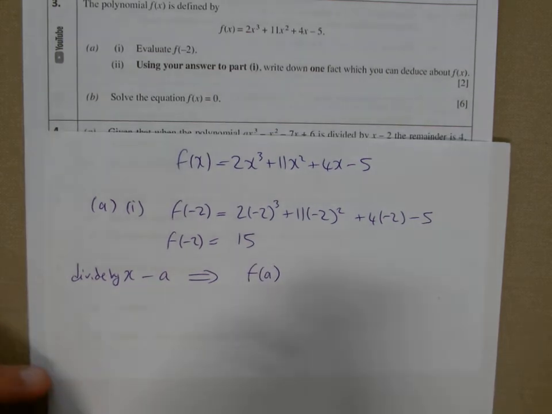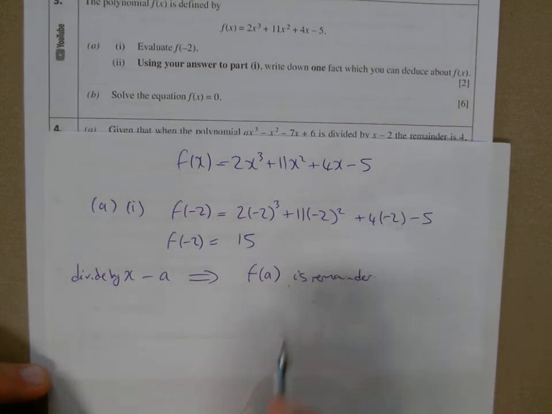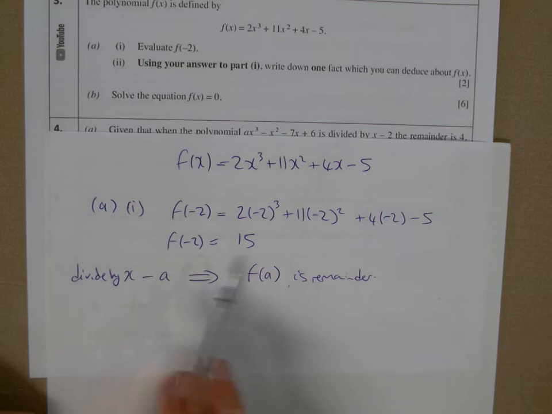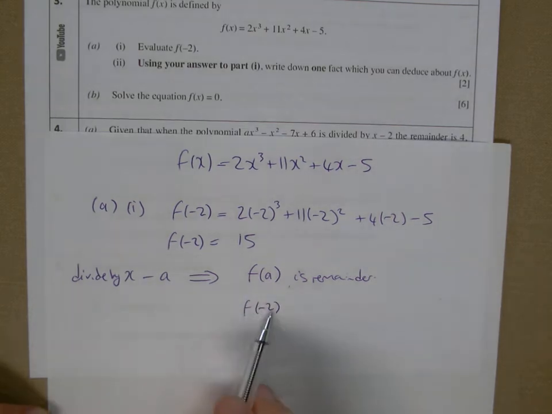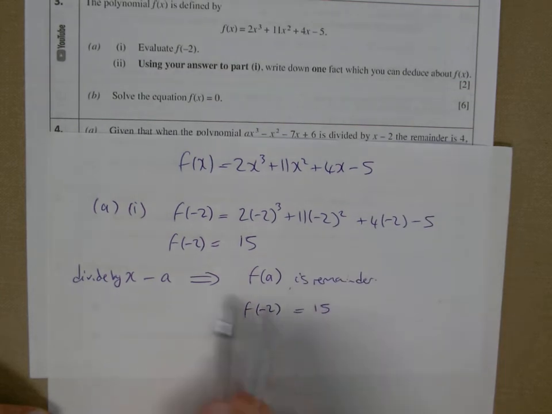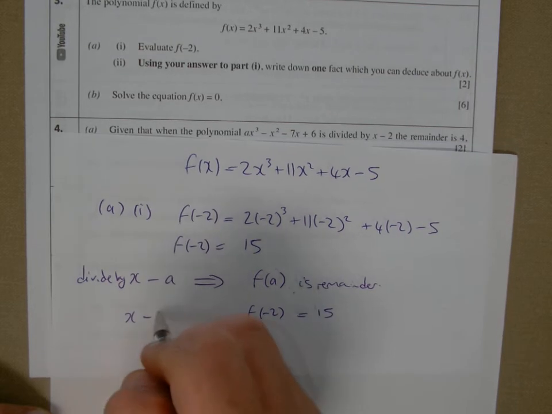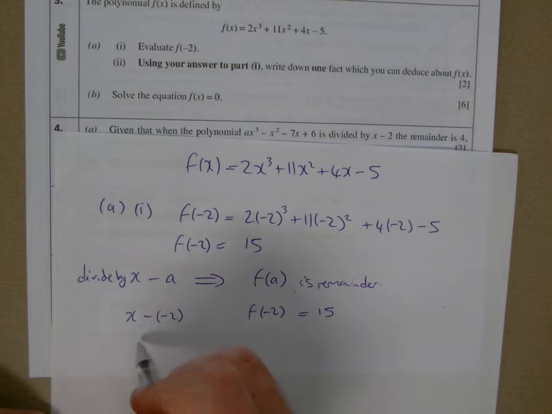So in this case, let me write that down. f of a is the remainder. In this case, a is equal to minus 2, isn't it? And the remainder is 15. So if a is minus 2, I can put it in here. I've got minus 2 for a, and you notice two minuses make a plus. That becomes x plus 2.